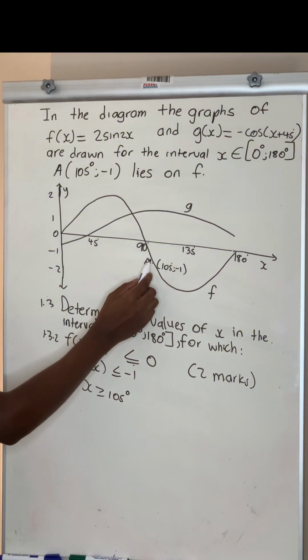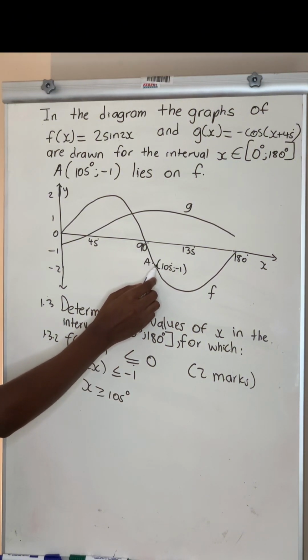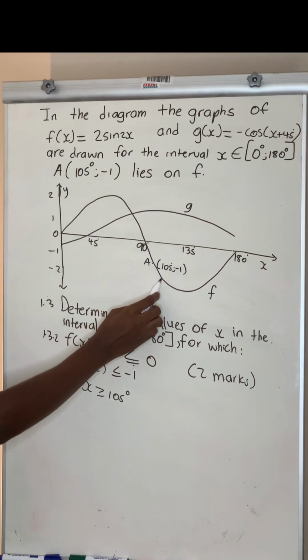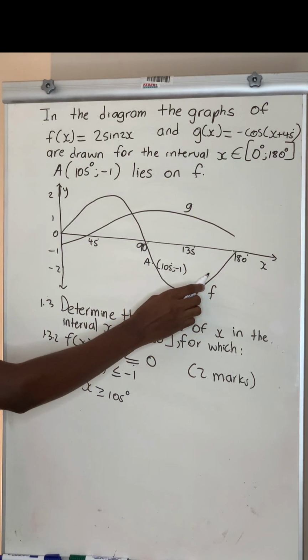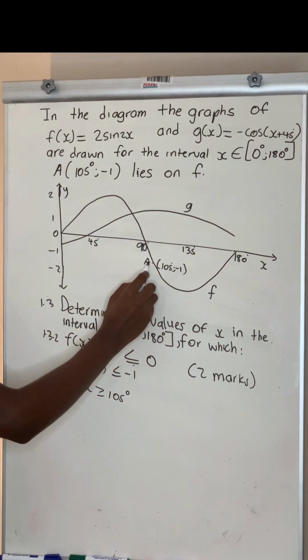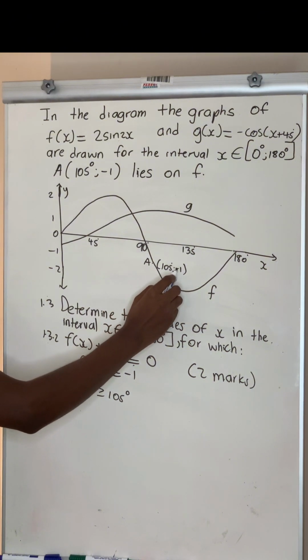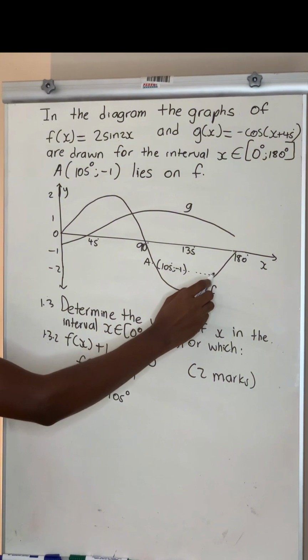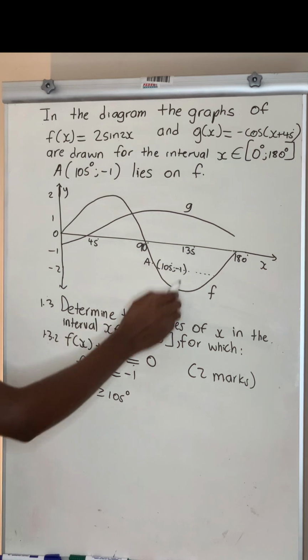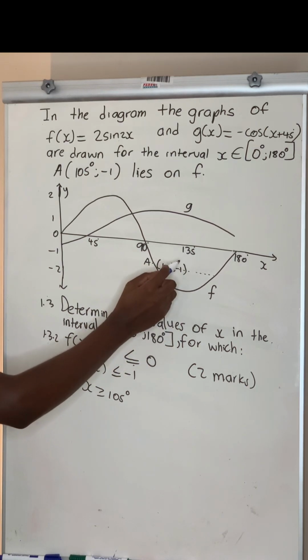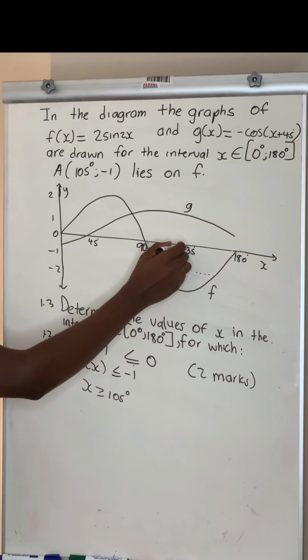So it means all the values of x that are greater than 105, they give us a negative output. You move along somewhere here. There should be a point which is symmetric to 105 degrees. Now when looking at this function over here, we can see that 135 is actually in the middle.